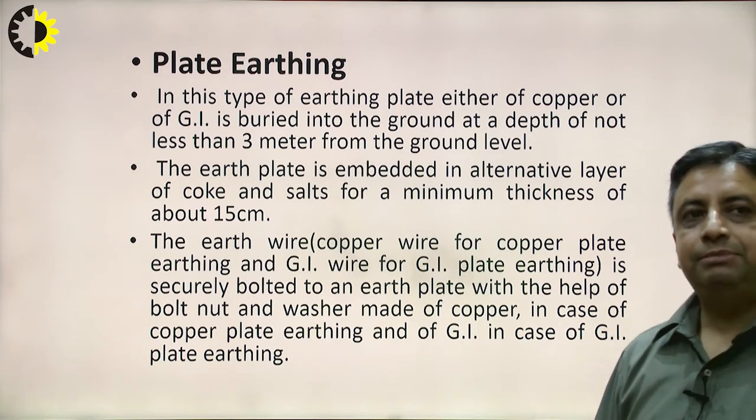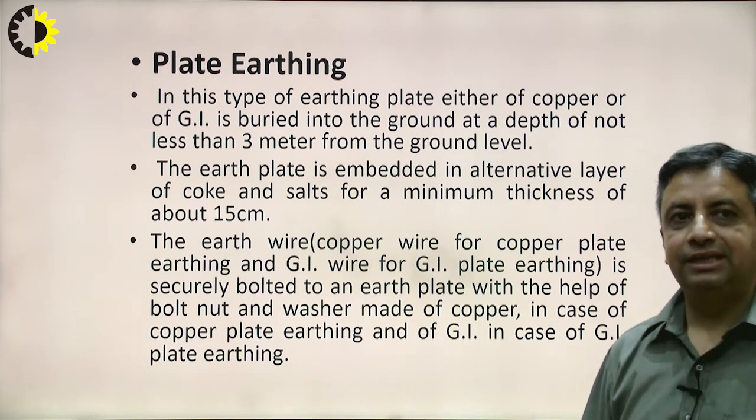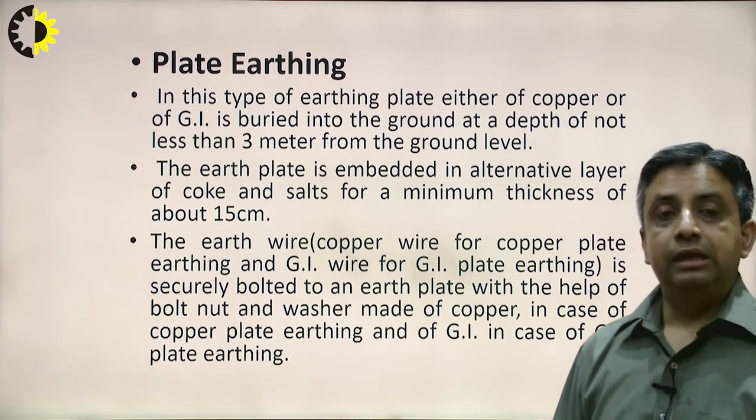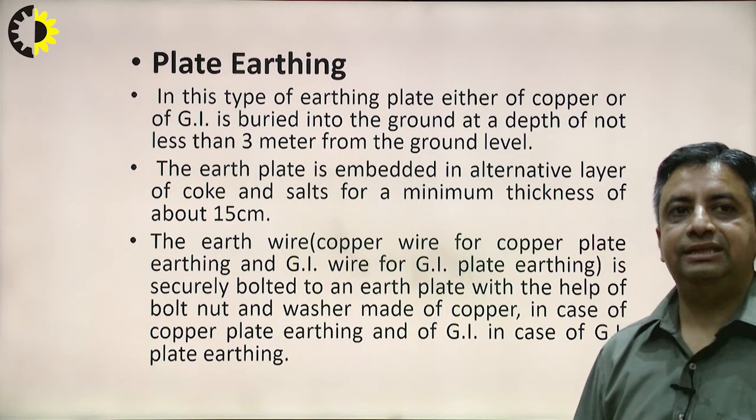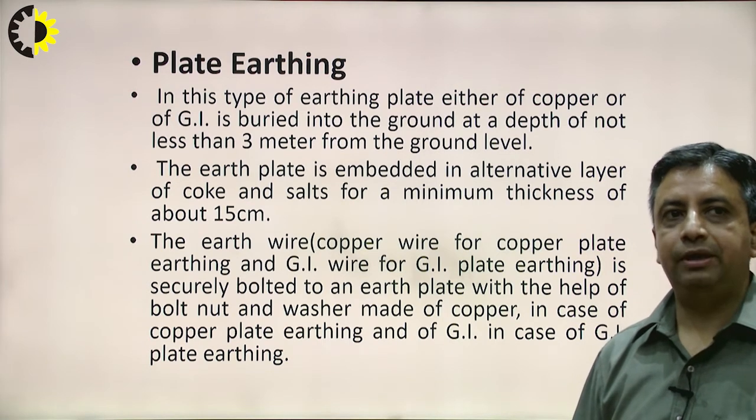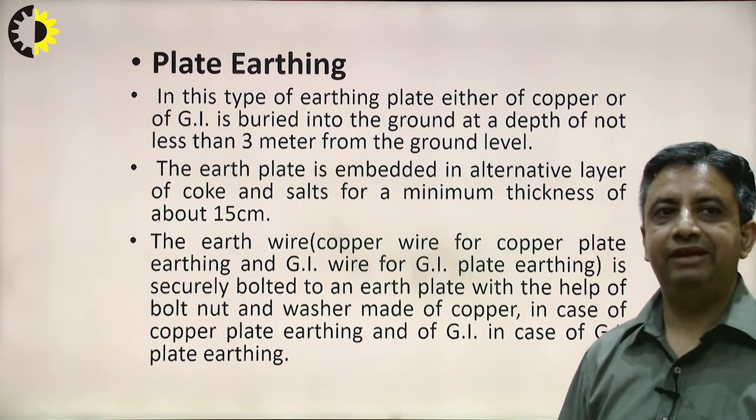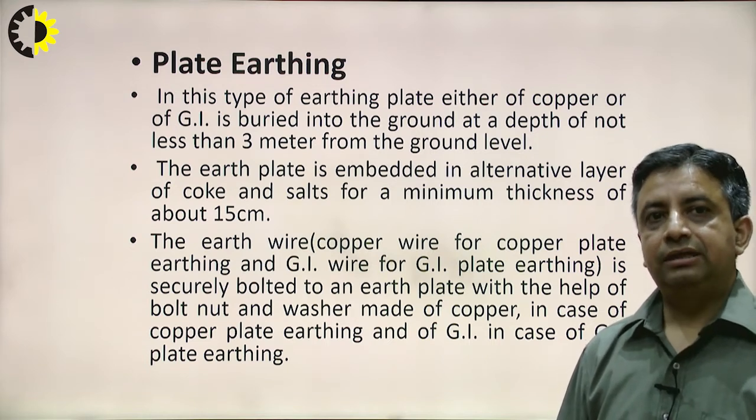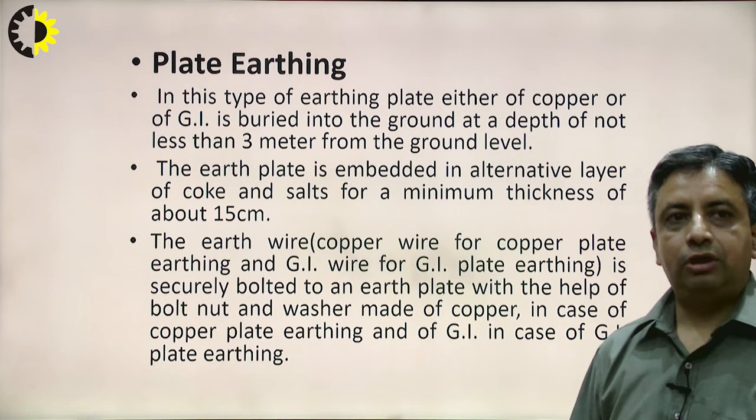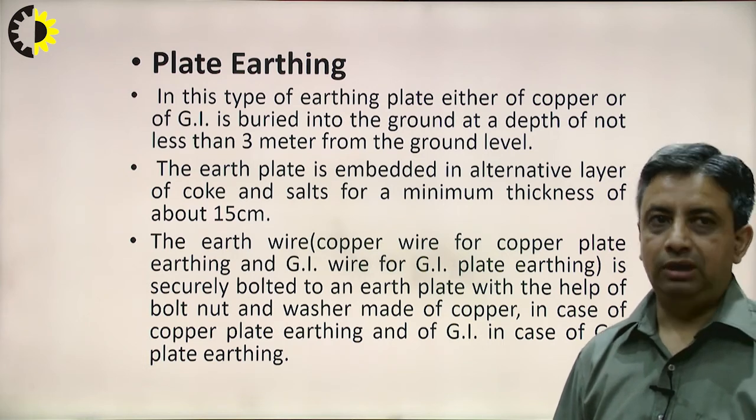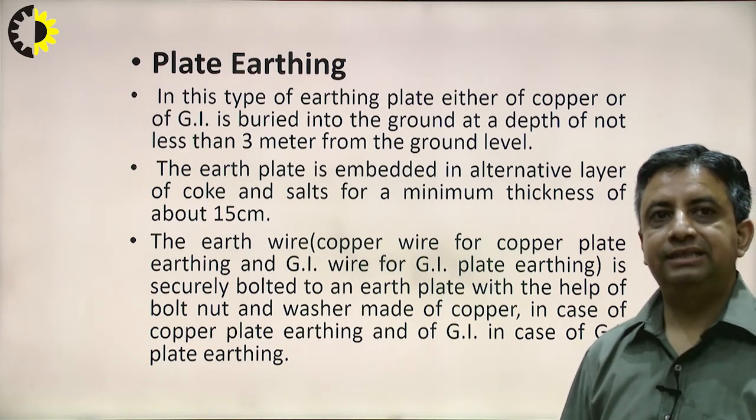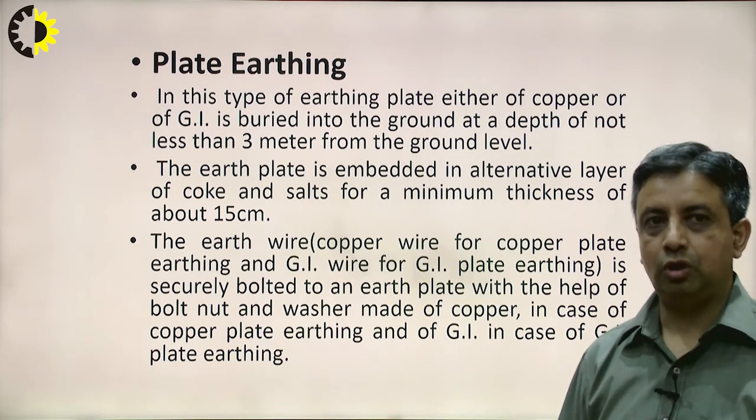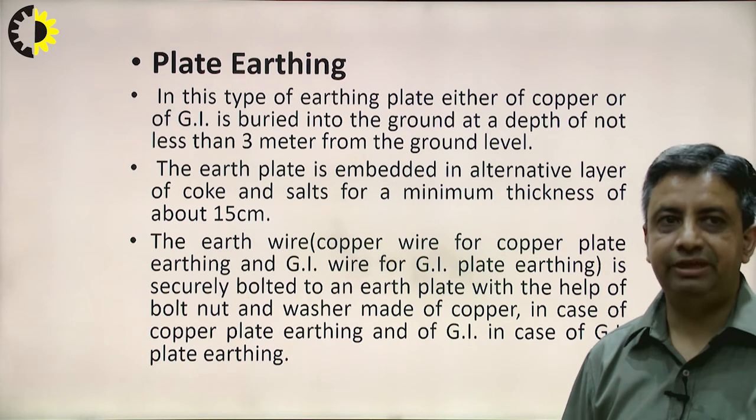As the name suggests, in this case we take the help of a copper plate or an iron plate. In this type of earthing, either copper or GI, that means galvanized iron, is buried under the ground at a depth of not less than 3 meters from the ground level. The earth plate is embedded in alternating layers of coke and salt for a minimum thickness of 15 centimeters.